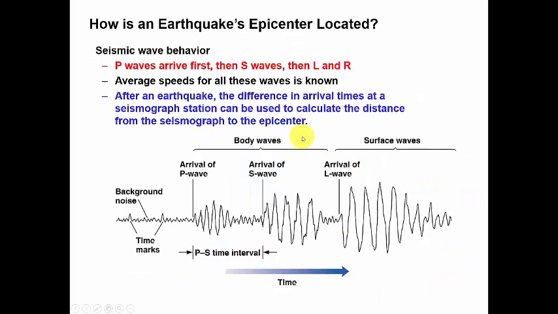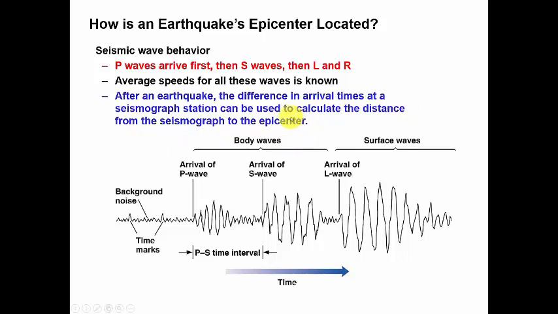How is the earthquake's epicenter located? So how do you know where the earthquake started? So seismic wave behavior. P waves arrive first, then S, then your surface waves L and R. Average speeds for all these waves are already known and calculated. So after an earthquake occurs, the difference in arrival times at the seismograph station can be used to calculate the distance from the seismograph to the epicenter.